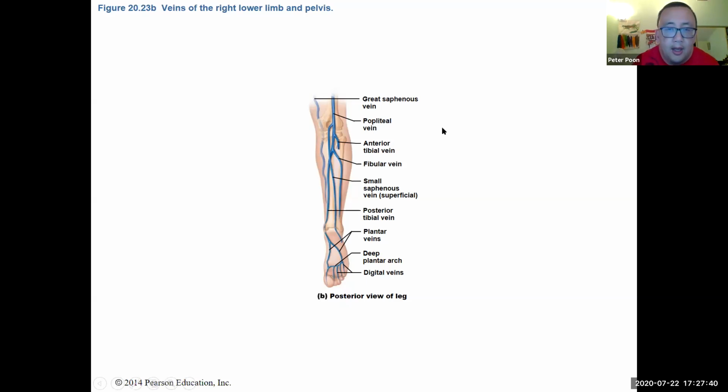Okay, you have the posterior tibial, you have the plantar veins here, you have the plantar arch. Okay, and the digital veins. Okay.